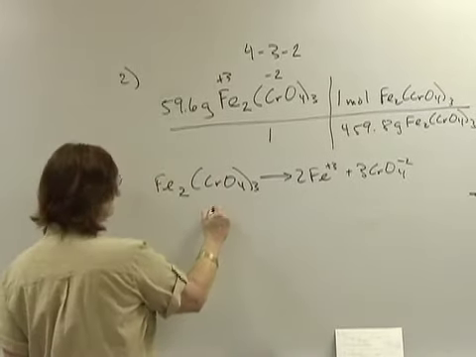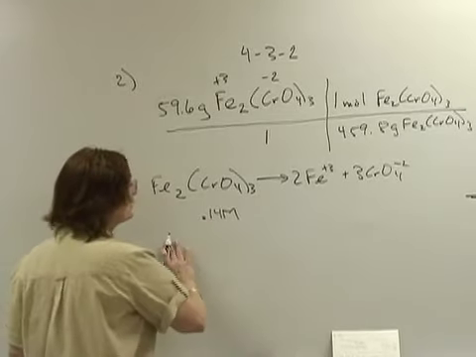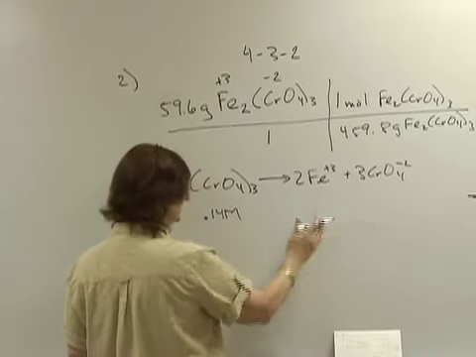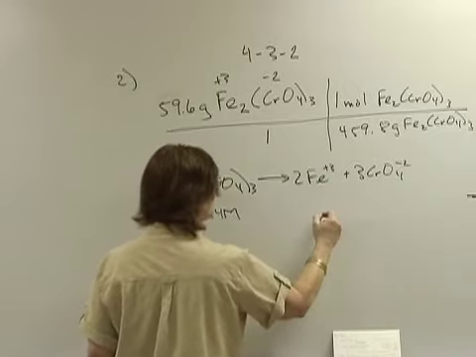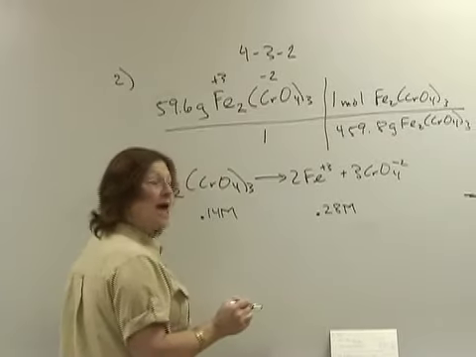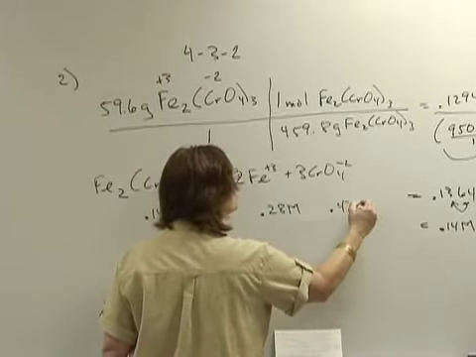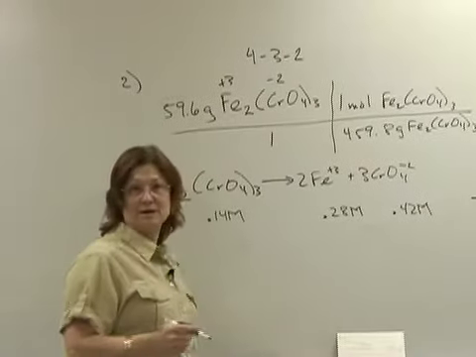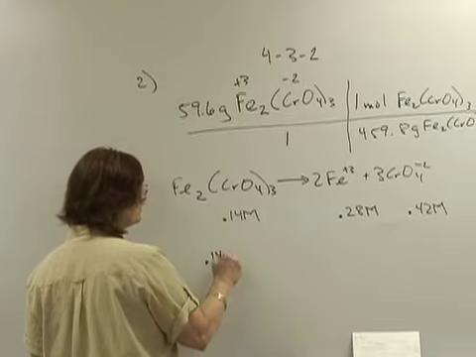And I have 0.14 molar of my original solution. And then I multiply by 2 in order to get the iron ions. And therefore it would be 0.28 molar of the iron ions and 3 times the amount, or 0.42 molar of the chromate ions. Now it would be possible also to show the conversion factor.